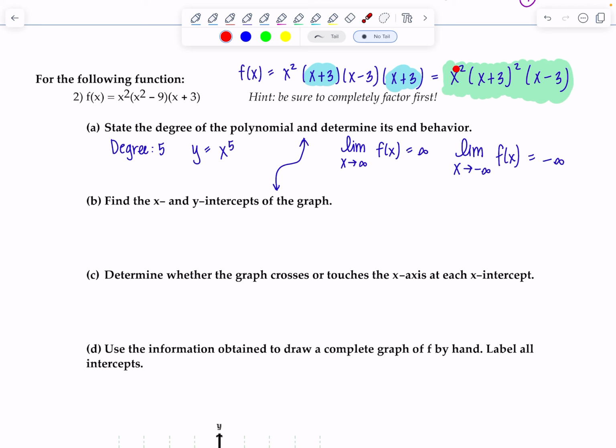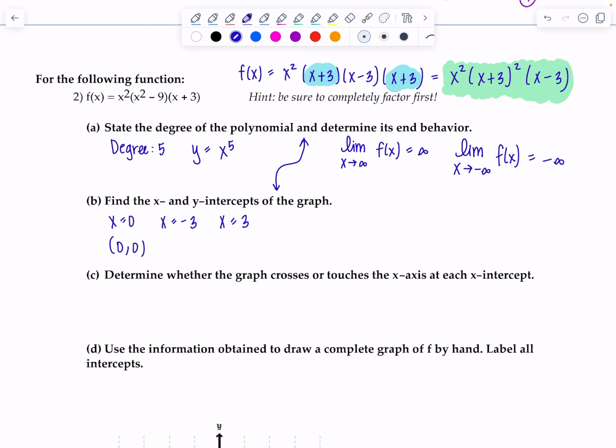So this lonely little x squared, if you set x squared equal to 0, you just get x is 0. x plus 3 squared equals 0 means you would get x equals negative 3. And then x minus 3 equaling 0 means x equals 3.